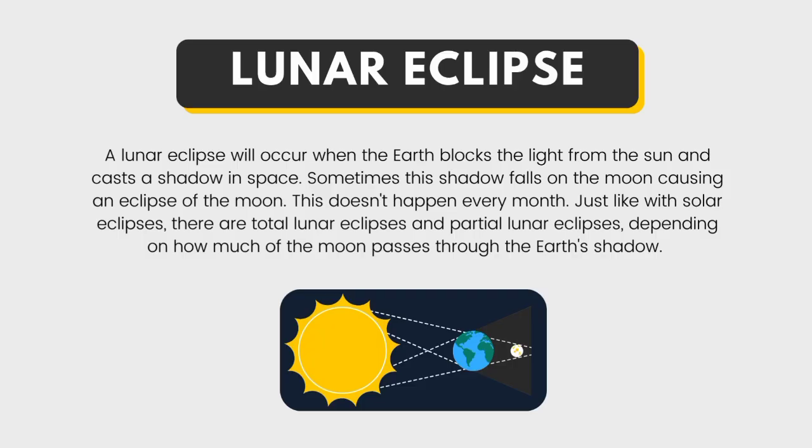Lunar eclipse. A lunar eclipse will occur when the Earth blocks the light from the sun and casts a shadow in space. Sometimes this shadow falls on the moon, causing an eclipse of the moon. This doesn't happen every month, just like with solar eclipses. There are total lunar eclipses and partial lunar eclipses depending on how much of the moon passes through the Earth's shadow.